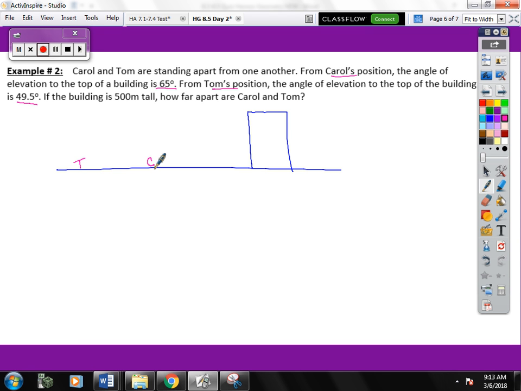Okay, so for example, looking at the flag up there, okay? If I walk back here, the further I get away, the less I have to look up because I can see it from a distance. When you get closer to something and you want to look up at it, you kind of have to tilt your head. Just think about it in a movie theater and you get in the first row, you have to tilt your head to look up. So the closer you are to something, the bigger the angle. So Carol will have the bigger angle, 65 degrees. Tom will have the smaller angle, which is 49.5. And they do tell us that the building is 500 meters tall.